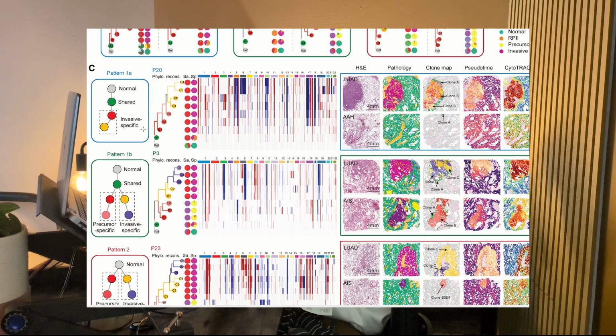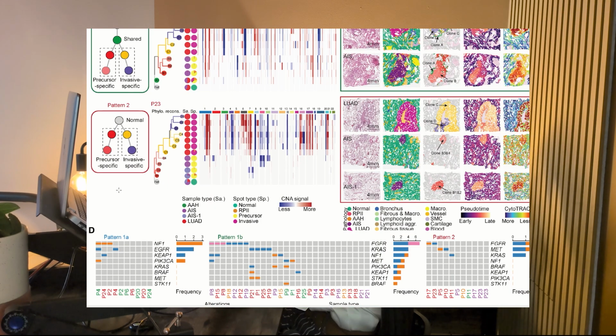Firstly, pattern 1A. Here, clones present in the precursor lesion reappear in the invasive LUAD. The invasive tumour then branches further, acquiring additional subclones. This suggests a more linear progression: early precursor to shared clone to expanding invasive branches.